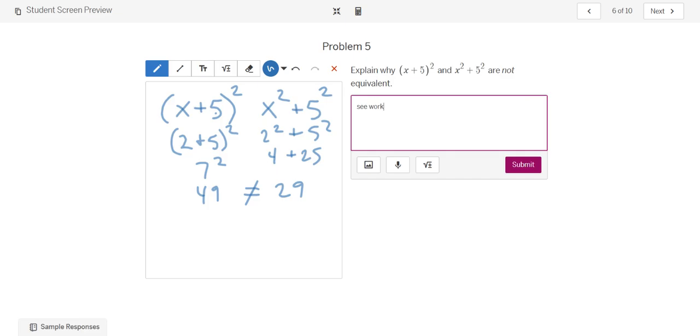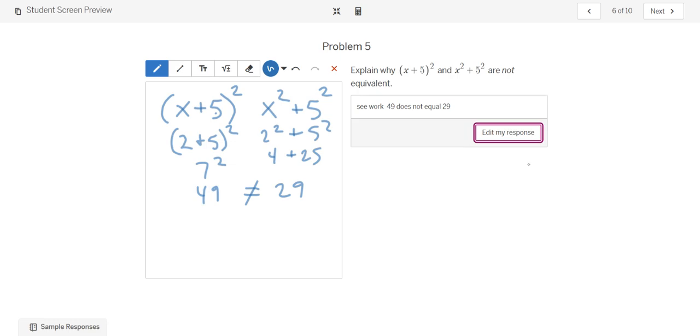Or, I could just put 49 does not equal 29, but you kind of have to understand that I plugged in 2. If I plugged in 1, I would have gotten 36 and 26. Oh, that's kind of weird. Kind of neat. Here we go.